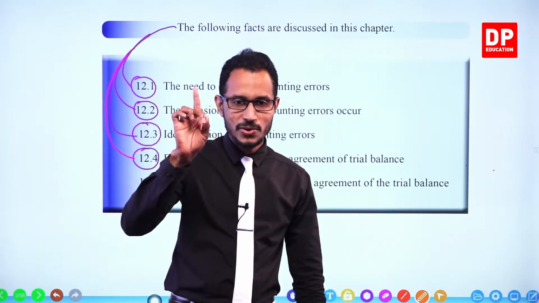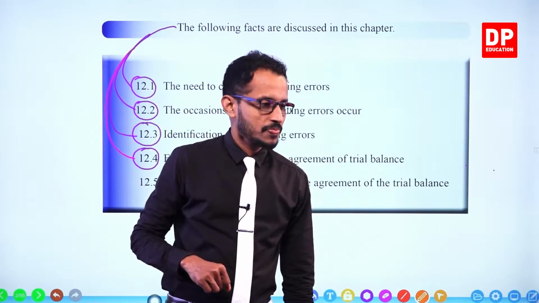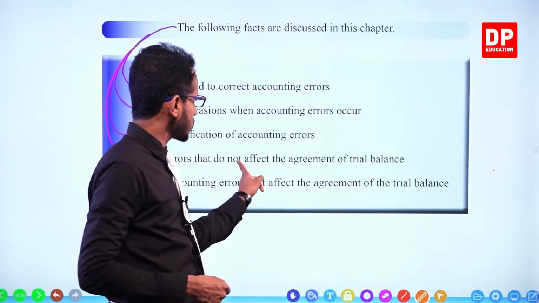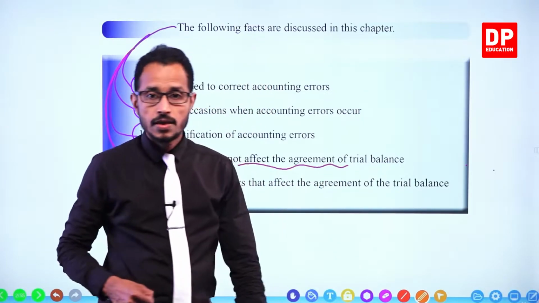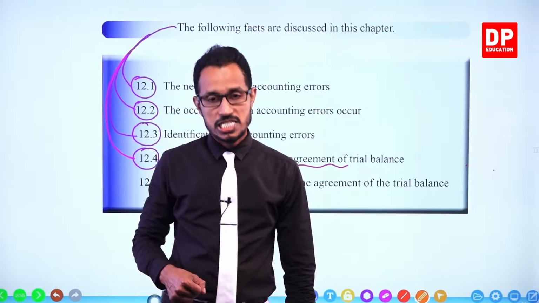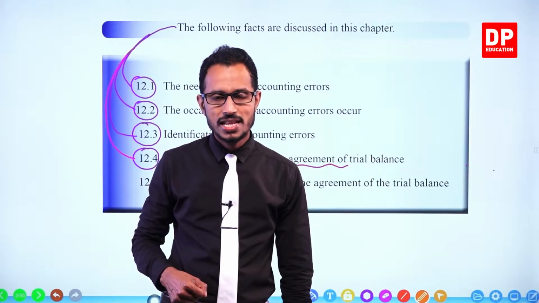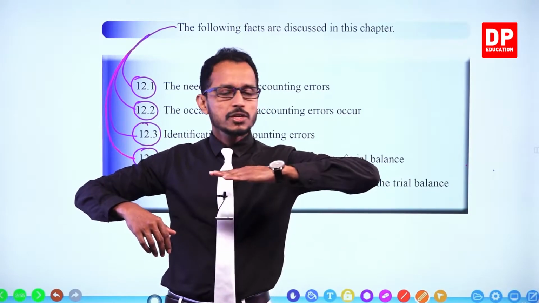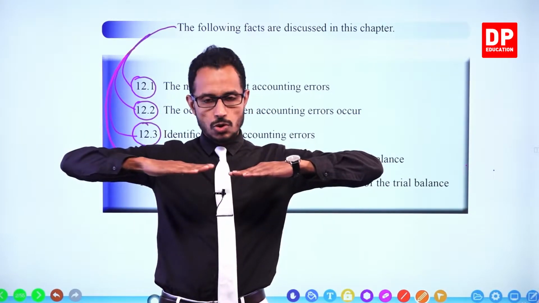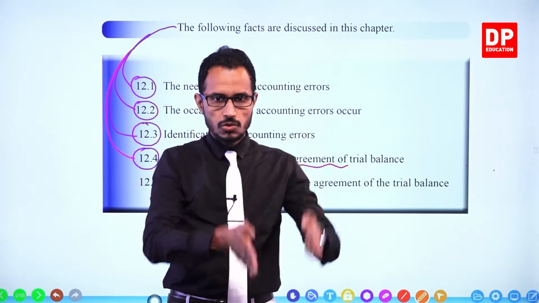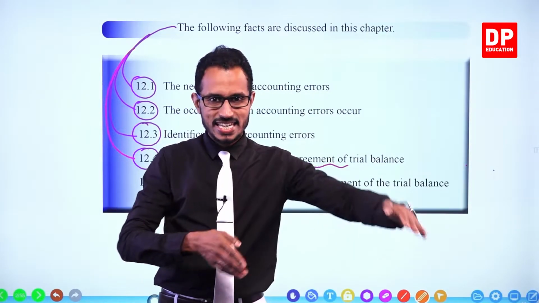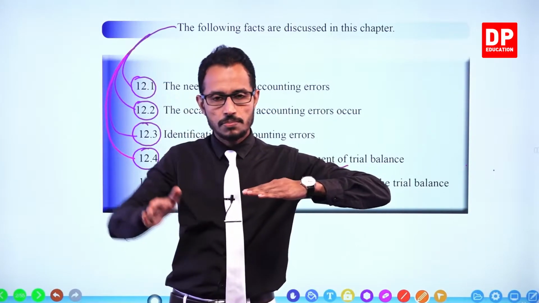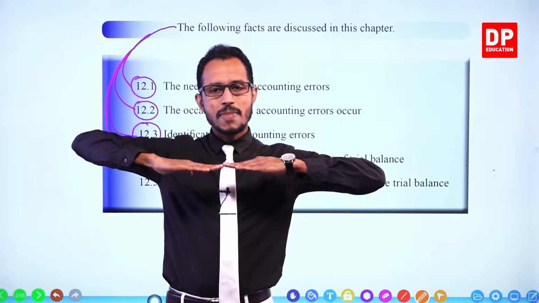No, children. It simply means the trial balance should balance. The trial balance normally should balance. The debit total should be equal to the credit total, the debit column total equal to the total of the credit column. So the trial balance is balanced.